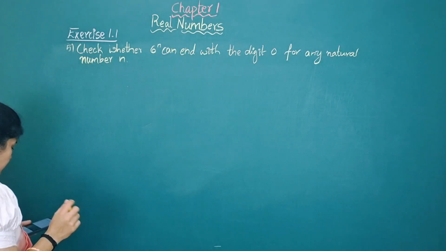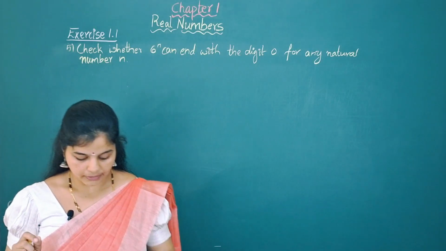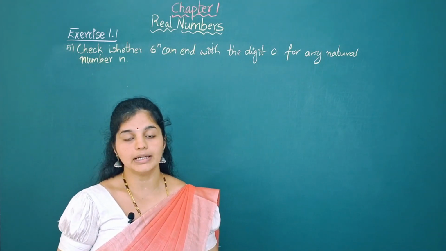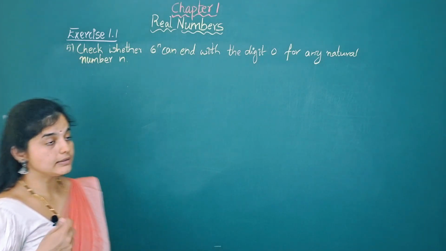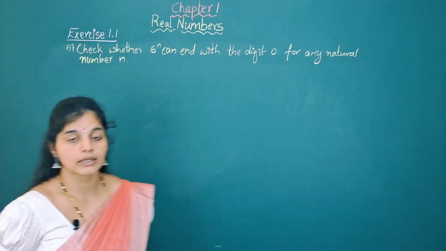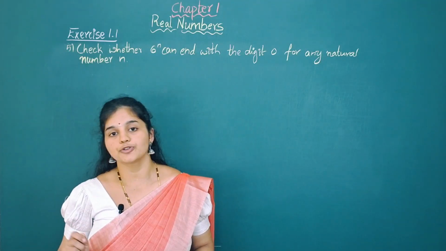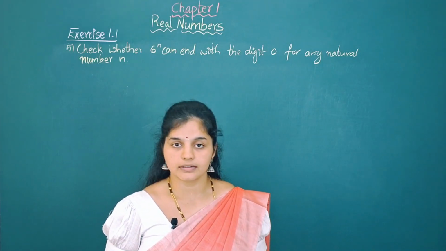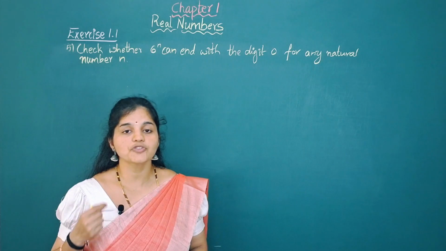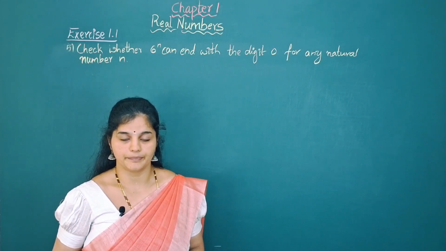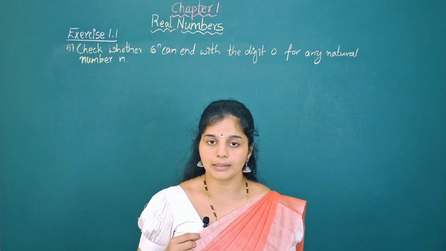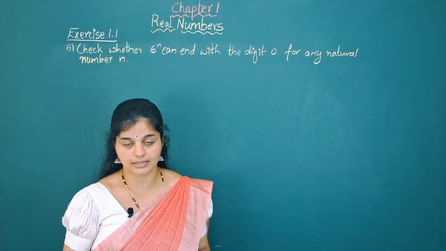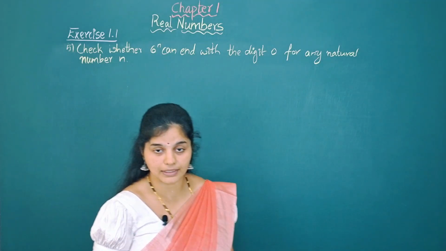Question is to check whether 6 to the power n can end with the digit 0 for any natural number n. So now just think of, for any number to end with the 0, what should be its prime factors? So when we multiply the prime factors of a number, in which case we will get 0 at the end. Think about this: when we multiply prime factors, which prime numbers must be present so that the product ends with 0?